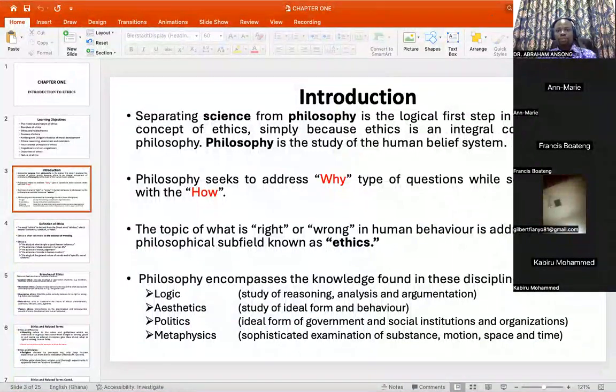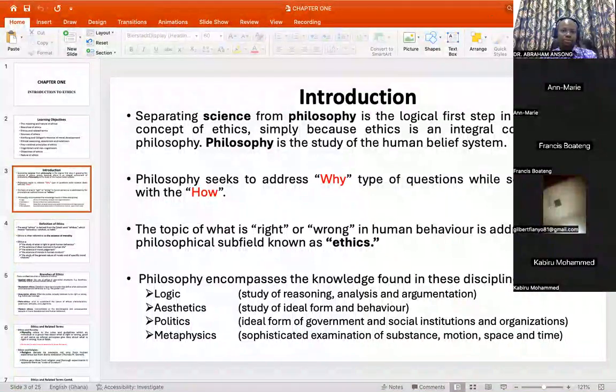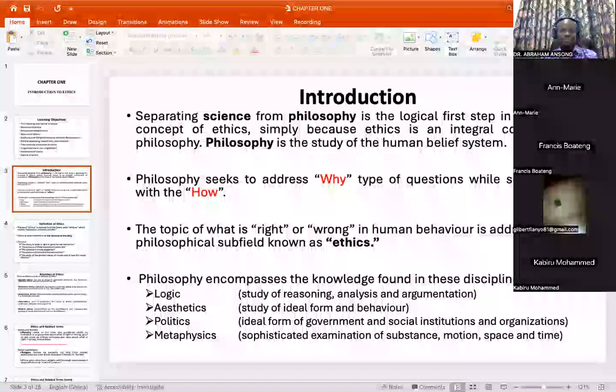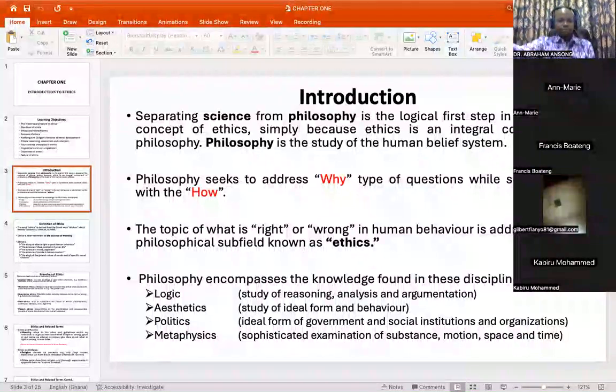So for us to be able to appreciate the concept of ethics properly, we need to separate science from philosophy. All right. Anybody with a background in philosophy in this class? So philosophy tries to deal with some of the most difficult questions or issues of life.